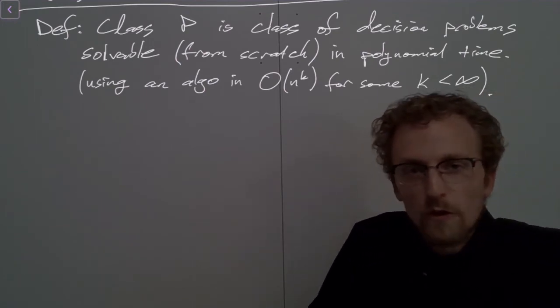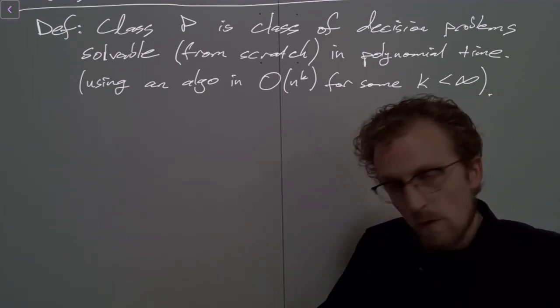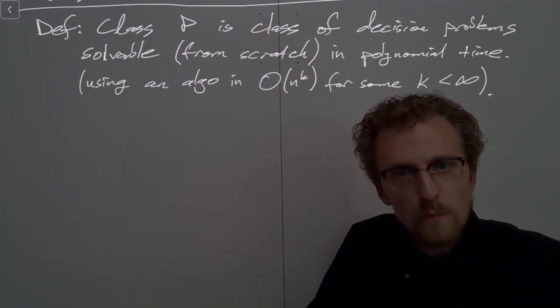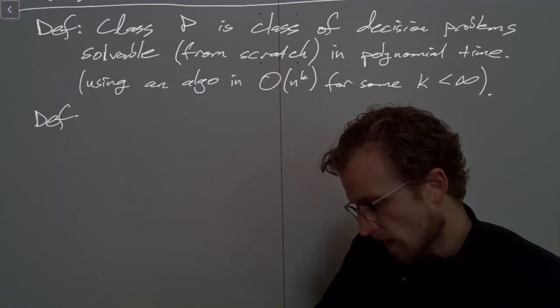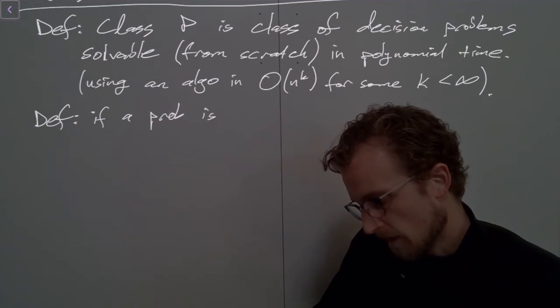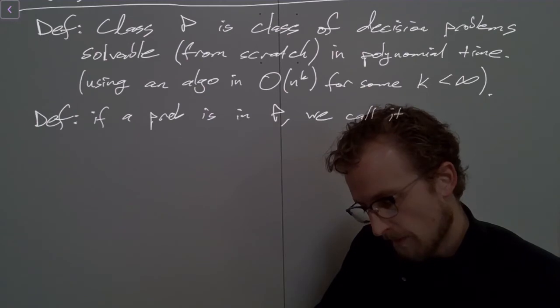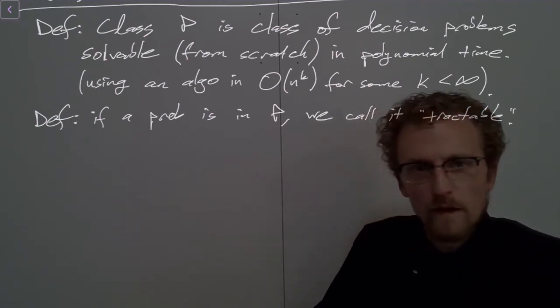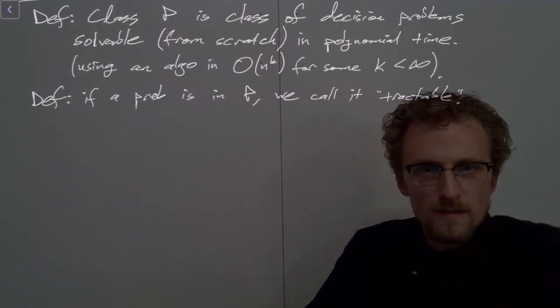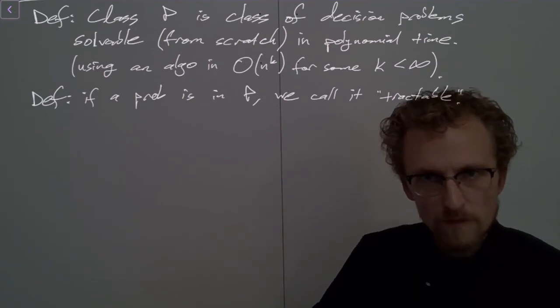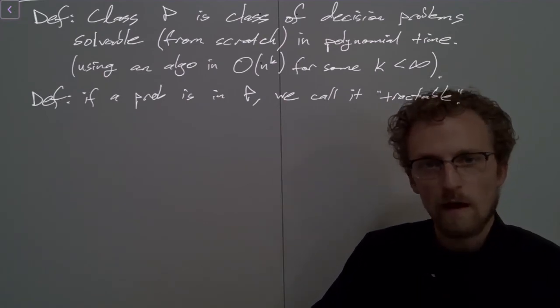Oh, and by the way, we use the word tractable to describe problems that are in class P. So here's another definition: if a problem is in P, we call it tractable. That's what tractable means in the context of this class. It means there exists a polynomial time algorithm which solves that problem.